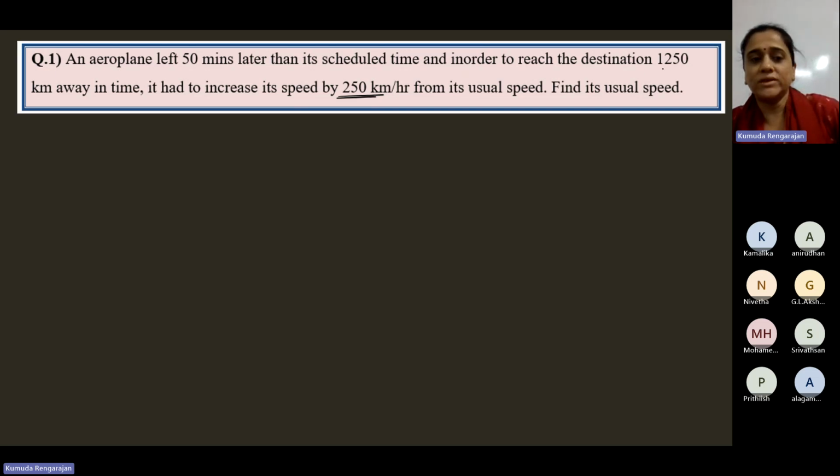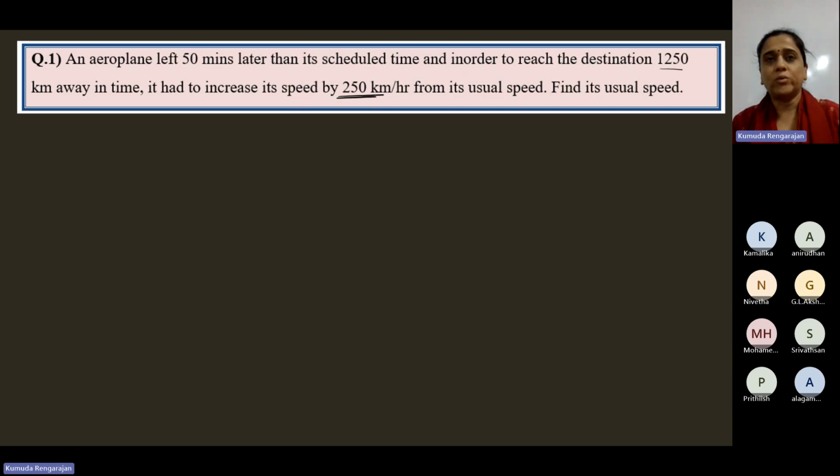Now the distance is 1,250 kilometers. Now distance will not change. The distance between the two places will be the same. It's only speed and time that are the variables. So they are inversely proportional, speed and time. If you increase your speed, less time taken. If speed is reduced, time taken is more. The distance between the two places is fixed. So distance is 1,250 kilometers. Usual speed x kilometers per hour. New speed x plus 250 kilometers per hour.